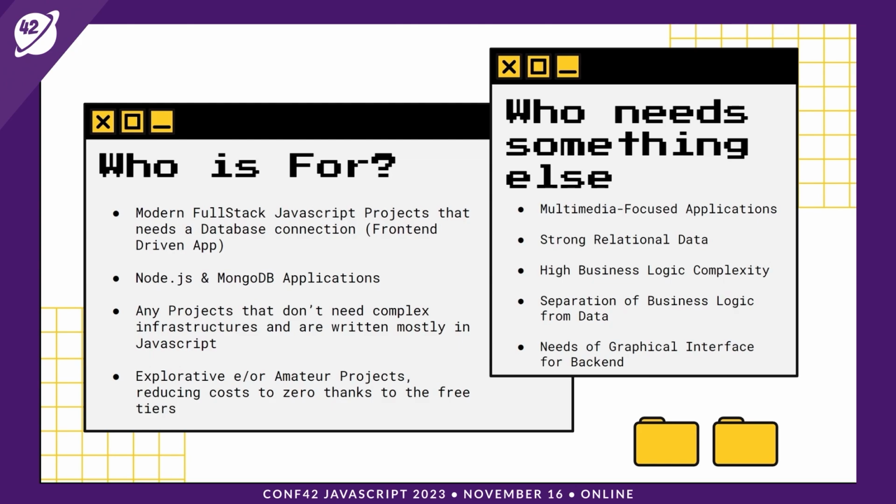If you need high business logic complexity, maybe you need something more robust. And if you need to separate business logic from data, crudit is also not the best, because crudit is just an API to write to a database with some features. If you need robust business logic, you need something more powerful. And it's also not ideal for someone that needs a graphical interface to access a backend, such as a CRM, because you can do it with crudit, but you have to develop it from the ground up.